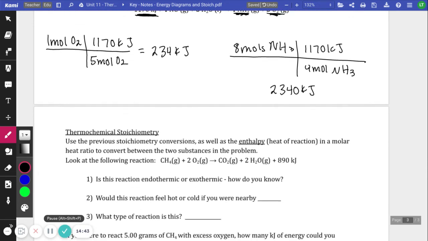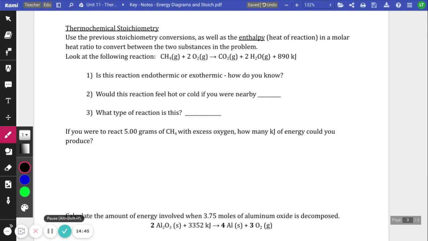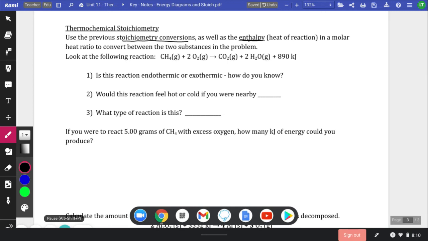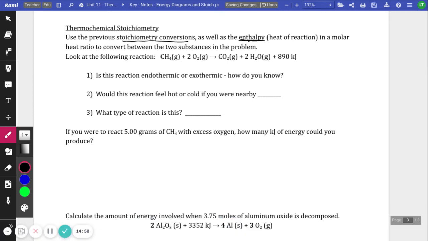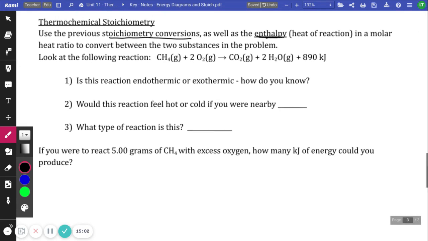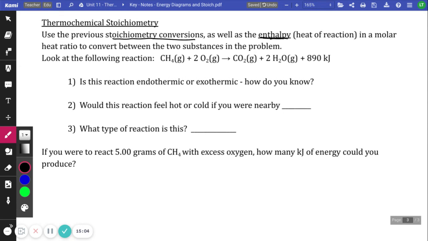Okay, so now let's jump into doing this with stoichiometry. So what we're going to do is we're going to use previous stoichiometry conversions, so molar mass, mole to mole ratios if we need to, as well as our enthalpy to convert between two substances in the problem. So we're going to start by looking at this reaction. So we have CH4 plus 2O2 yields CO2 plus 2H2O plus 890 kilojoules.